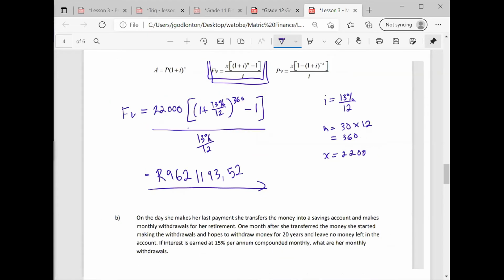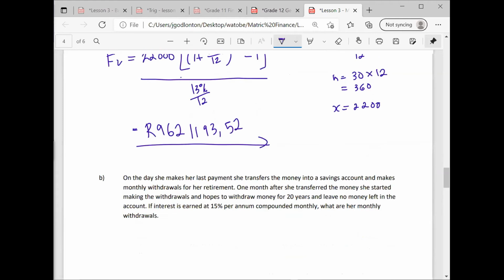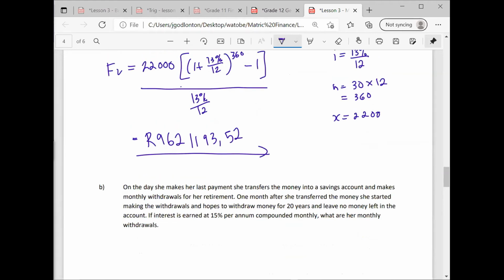All right, this is the second part of the same question. I'm just going to make it a little bit bigger, but we still have the information that we need over there. On the day that she makes her last payment, okay, so she's just made her last payment, she transfers the money into a savings account and makes monthly withdrawals for her retirement. 1 month after she transferred the money, she started making withdrawals and hopes to withdraw money for 20 years and leave no money left in the account. If interest is earned at 15% per annum, compounded monthly, what are her monthly withdrawals?